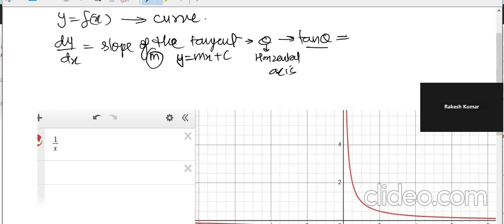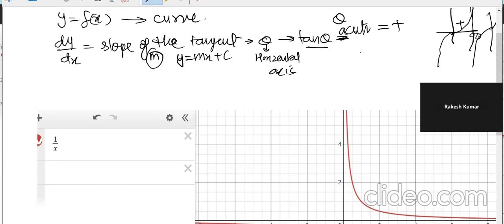The thing you have to remember is that if you see the curve of tan theta, it will have an asymptote at 90 degrees, and from 90 to 180 it again follows the same period. So when theta is acute, it is positive, and when theta is obtuse, it is negative. This gives you the slope of the tangent.